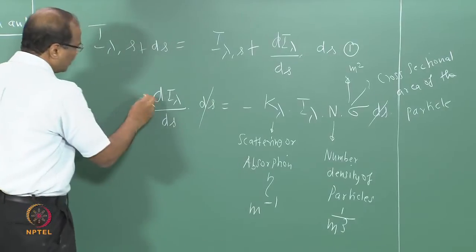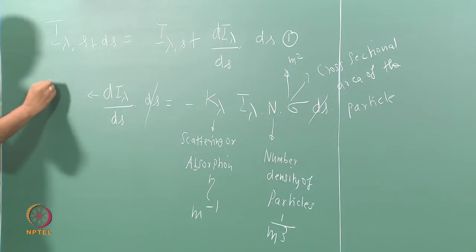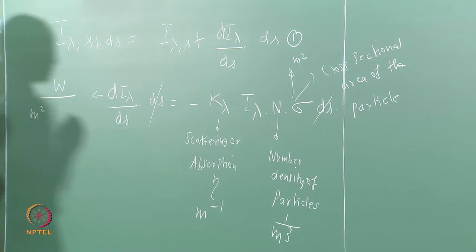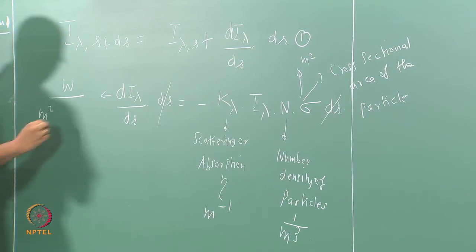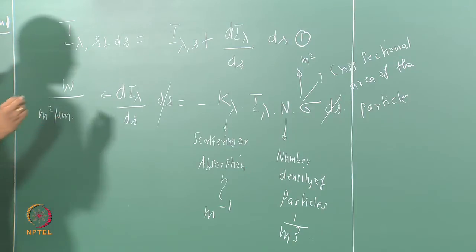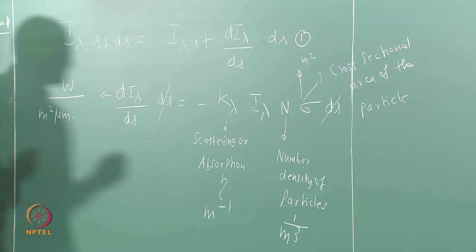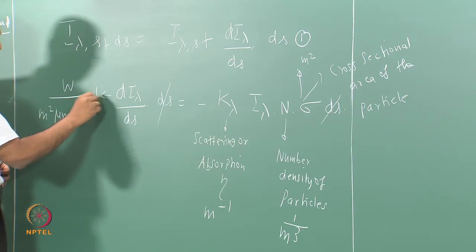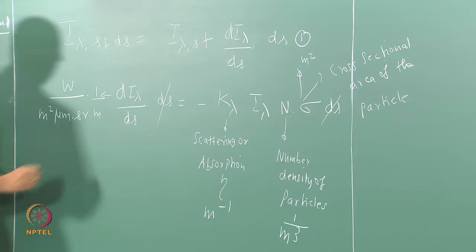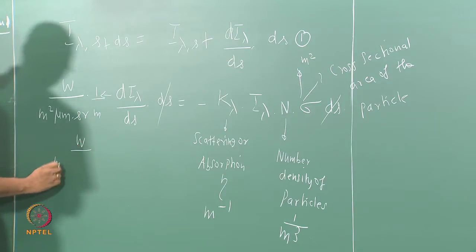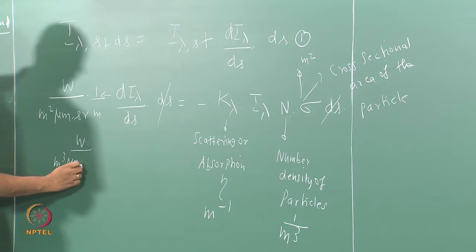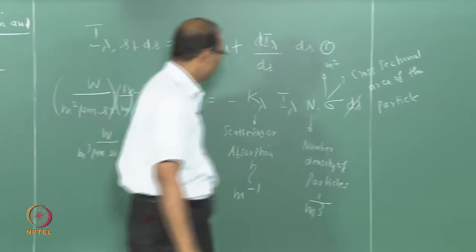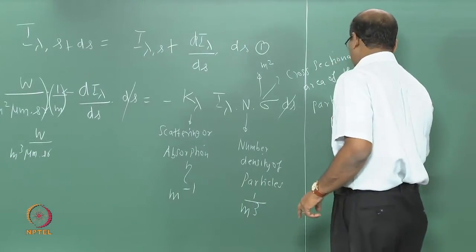What are the units of I lambda? Watts per micrometer per radian per meter square, into 1 by meter.